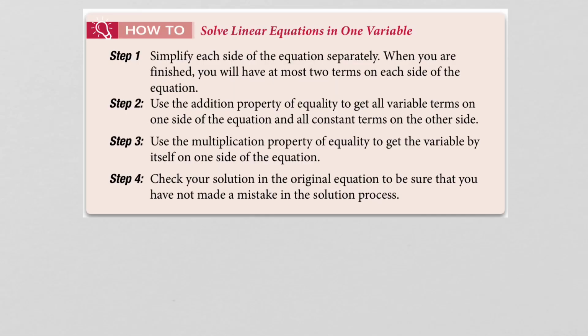So here are the steps to solve a linear equation. We've already done multiple examples, but basically you want to simplify each side of the equation separately. So if you can remove parentheses or combine like terms or anything like that at all, simplify each side of the equation first. Then we use the addition property of equality to get all the variable terms on one side and all of the non-variable terms on the other side. And then we use multiplication to solve for our variable, and then step 4 is check your solution.